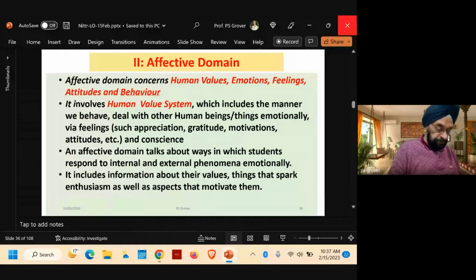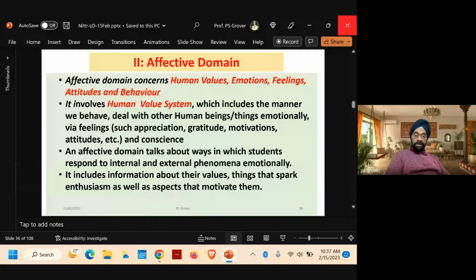The second aspect of the learning domain is the affective domain. Now, what is affective? You must have learned the affective domain. The affective domain concerns human values, emotions, feelings, attitude, and behavior. It involves the human value system, which includes the manner in which we behave and deal with human beings, etc. Now, please see here. This is very important: in the outcome-based education system, human value is built into it.